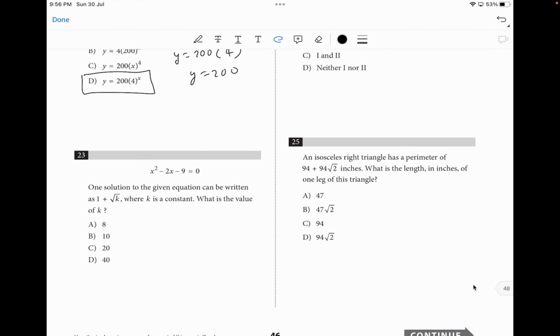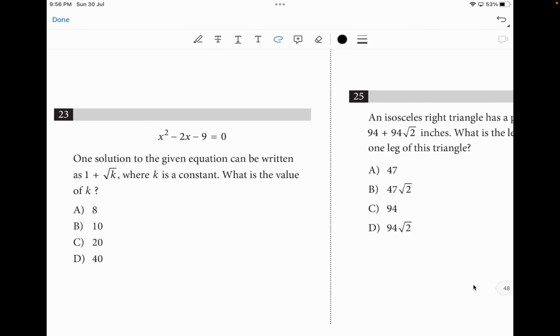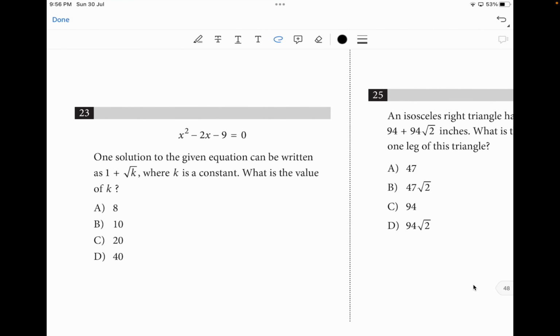Now question number 23. Okay, let's move on to question number 23. Question 23 says one solution to the given equation can be written as 1 plus square root k, where k is a constant. What is the value of k?